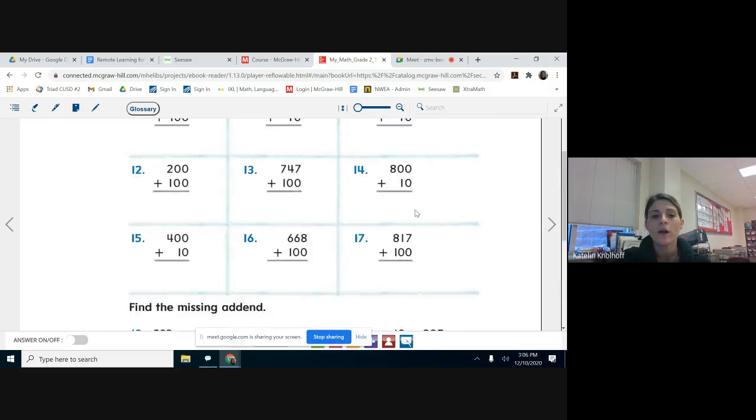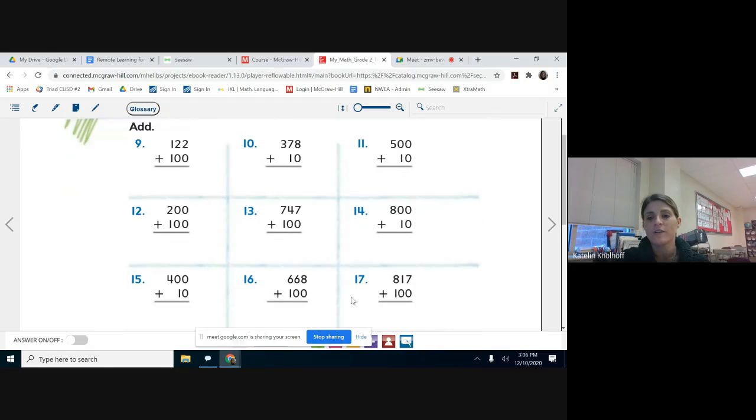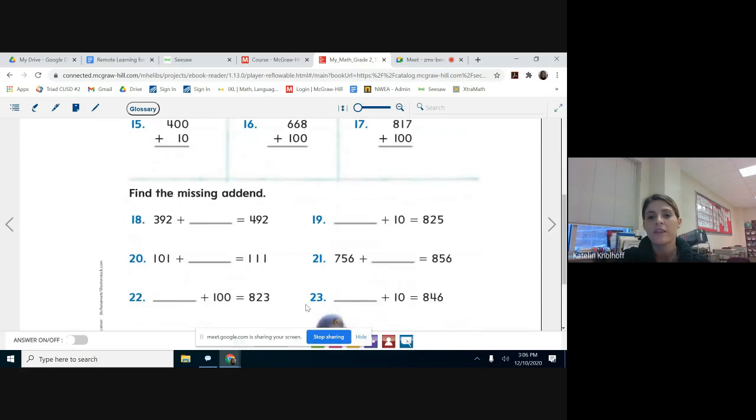Okay, you will be on your own to do the independent practice, okay? The first 9 are just like we practiced above. These ones can be a little harder, okay? You're trying to find the missing add-in. I recommend that you look for numbers that are changing.